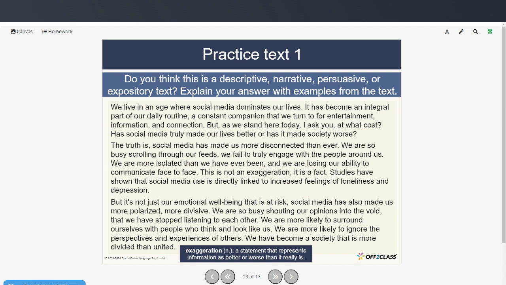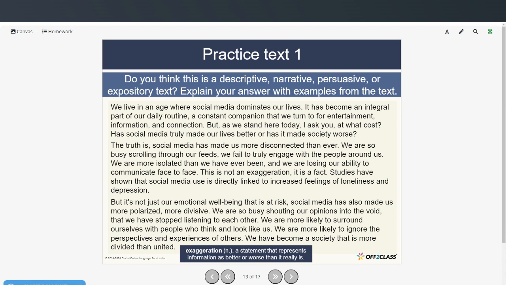This is not an exaggeration, it is a fact. Studies have shown that social media use is directly linked to increased feelings of loneliness and depression. But it's not just our emotional well being that is at risk. Social media has also made us more polarized, more divisive. We are so busy shouting our opinions into the void that we have stopped listening to each other. We are more likely to surround ourselves with people who think and look like us. We are more likely to ignore the perspectives and experiences of others. We have become a society that is more divided than united.